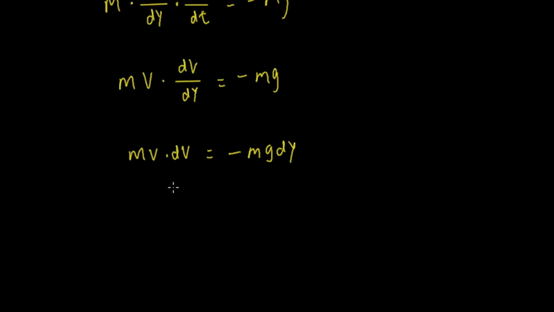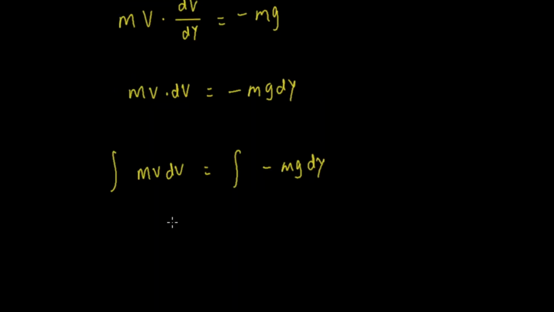Okay, so since we have dv on this side and dy on this side, we should integrate both sides. So the integral of mv dv is equal to the integral of negative mg dy. What is the lower limit and the upper limit of the integral? On this side, we're integrating dv, so the lower limit should be v initial, and the upper limit should be v final. On this side, we're integrating dy, so the lower limit should be initial position, and the upper limit should be final position.